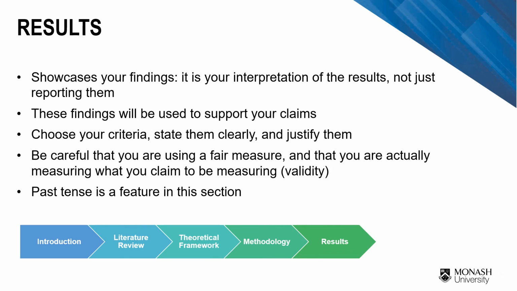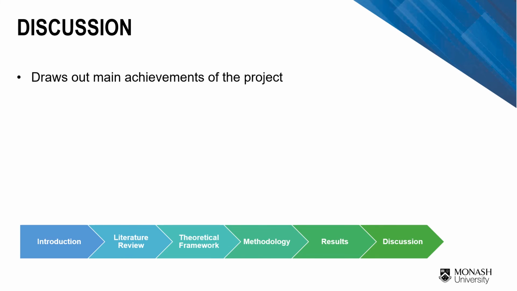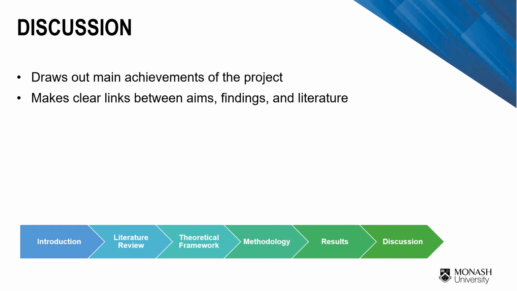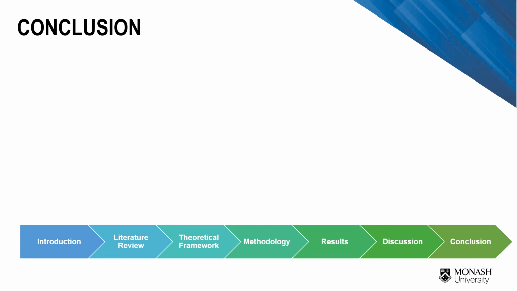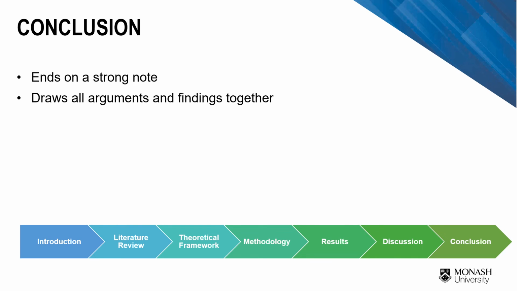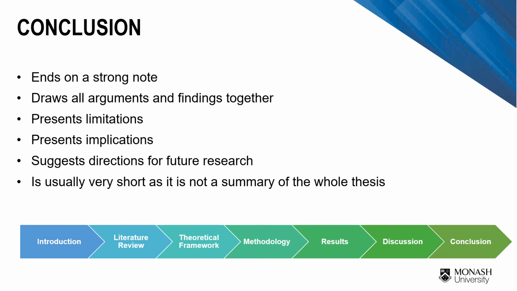The discussion section should be written to draw your findings together and link them to the wider field. You should draw out your main achievements and explain what your findings mean. You should make links between aims, findings, and the literature, but you should be careful not to simply repeat what you stated in the earlier sections of your thesis. The final concluding chapter should leave the reader with a strong sense that the work you set out to do has been completed and that it was worthwhile. You should summarize your main results, present the limitations of your study, highlight the implications of your findings, and suggest directions for future research. This is often the shortest chapter in the thesis.